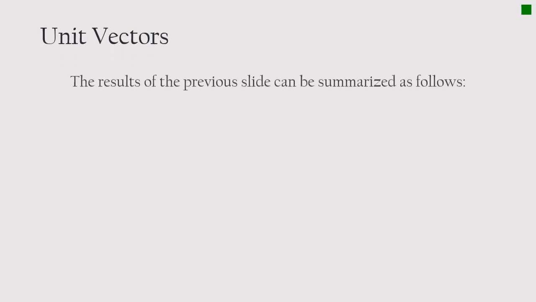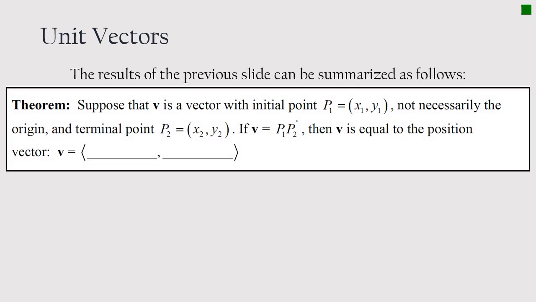So we can kind of use that idea to summarize as follows. Suppose that V is a vector with initial point P1. We're going to label the X and Y values for the first point with that little 1 as a subscript, just so we can show the difference between the first point and the second point. So if the vector is created by going from the first point to the second point, then the vector V is equal to the position vector. And that position vector is going to come from taking those X values and subtracting them from each other. So X2 minus X1 and Y2 minus Y1.